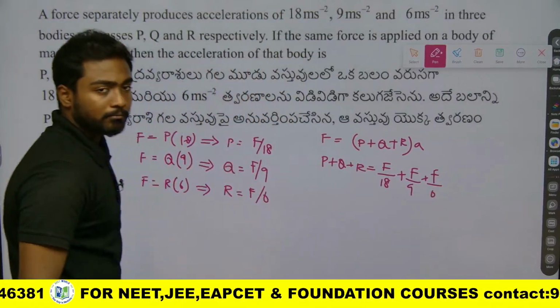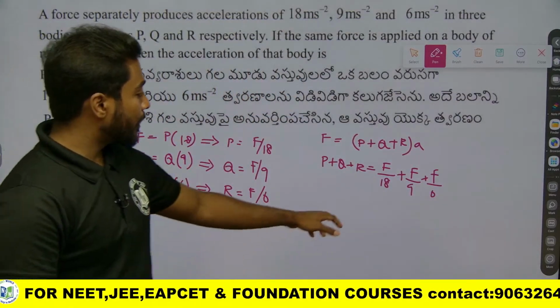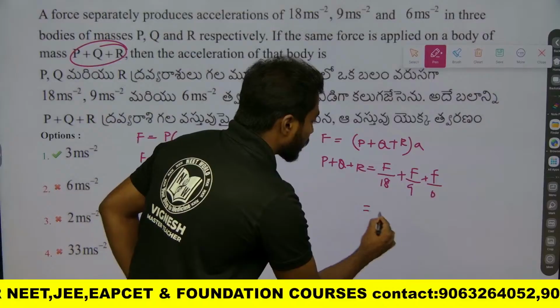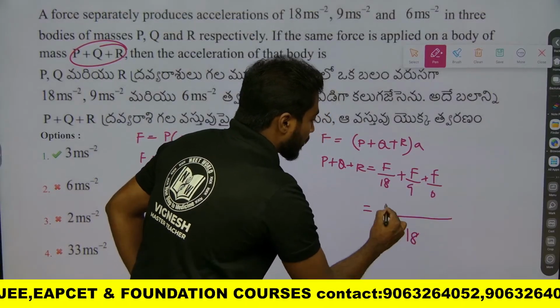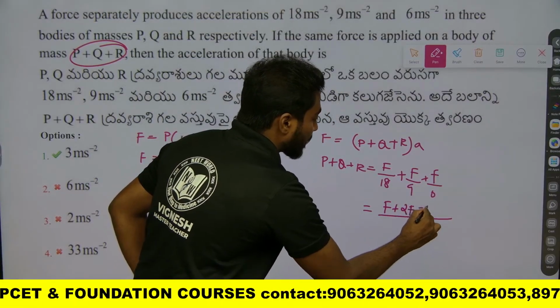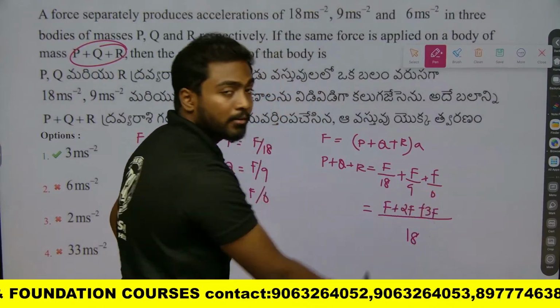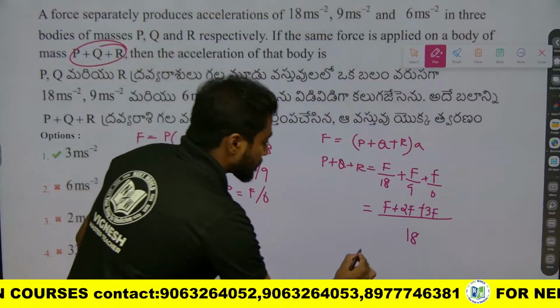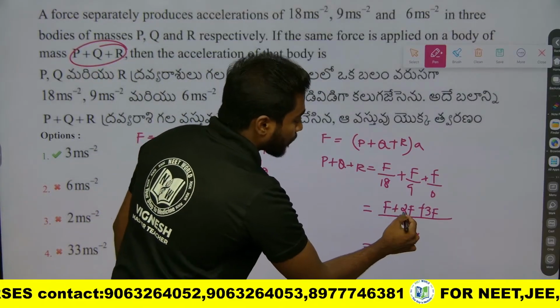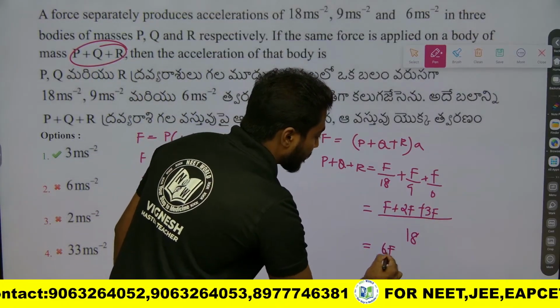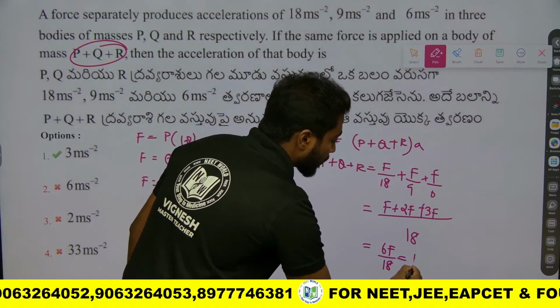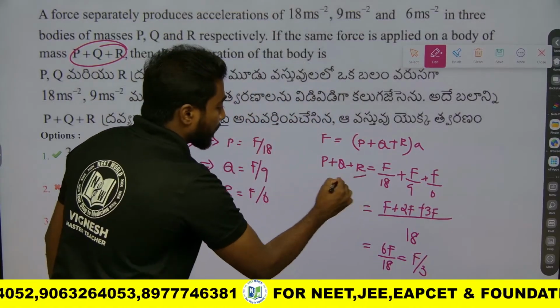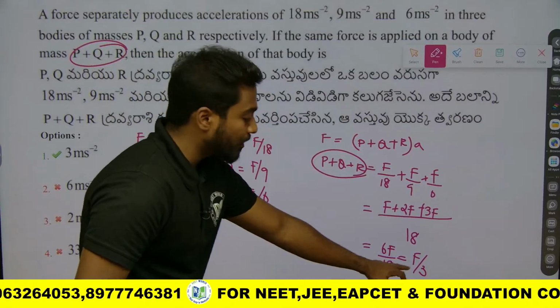6. If I take the LCM, I can take 18 as the common denominator: F plus 2F plus 3F. So 3 times 6 and 2 times 9. Then 1, 3 and 6 add up to 6F by 18, which is nothing but F by 3. So P plus Q plus R has the value F by 3.